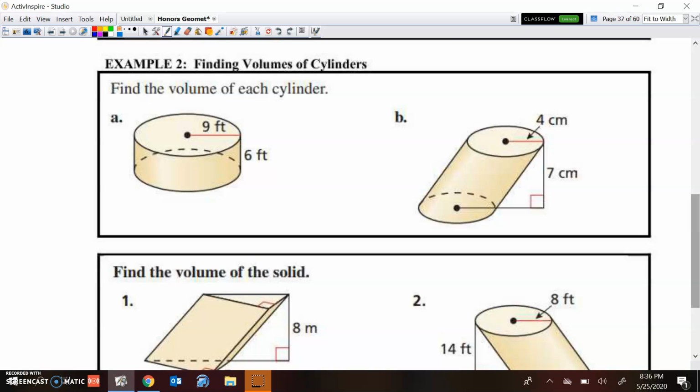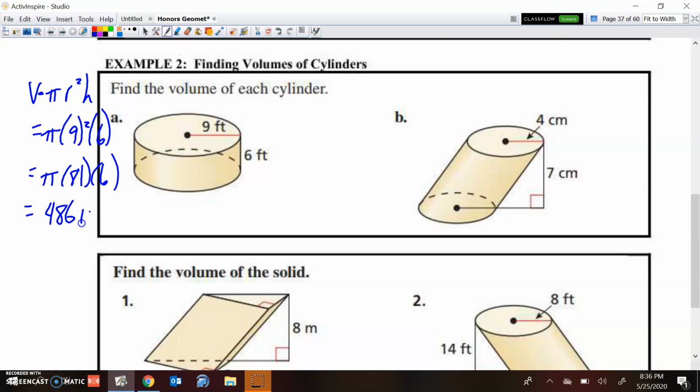Okay, so we have a circle here. We can just do volume equals pi r squared h. My radius is 9 and my height is 6. So pi times 81 times 6. If I were to leave my answer in terms of pi, I would just get 486 pi. And I could leave my answer like that if I wanted to.